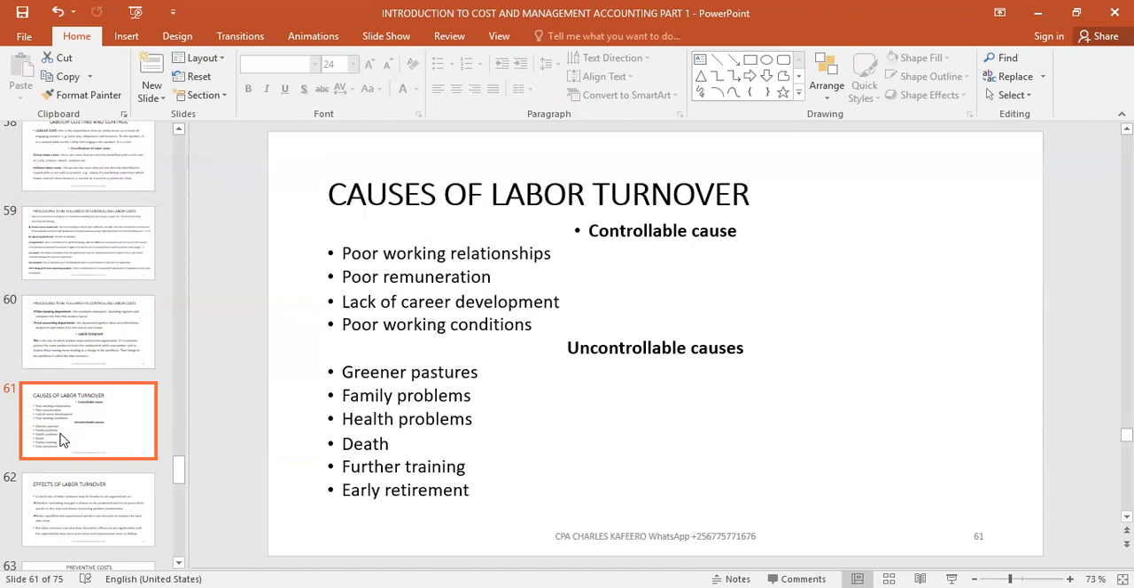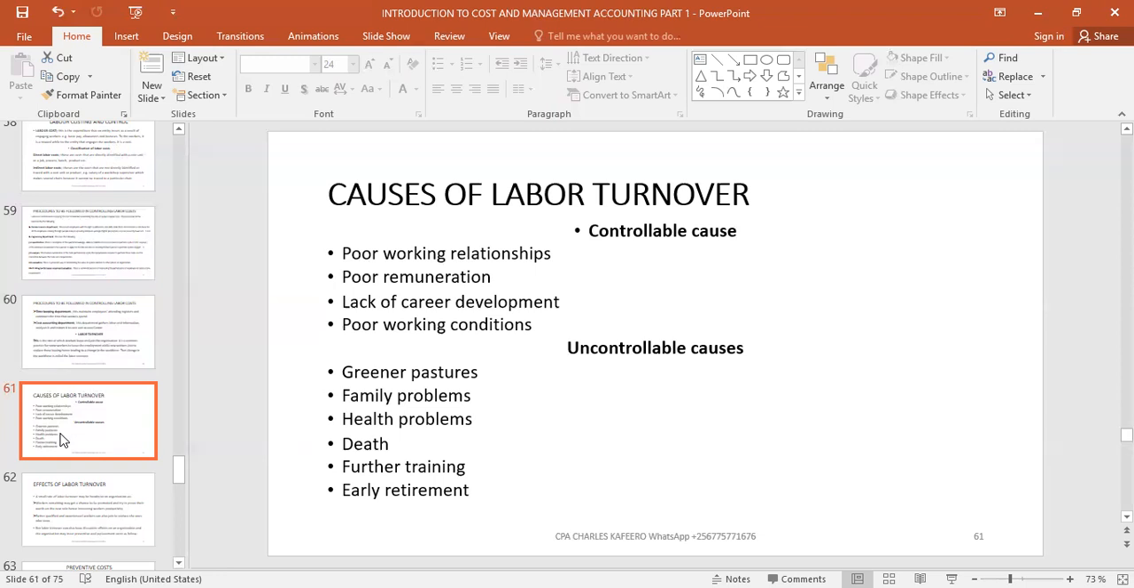With these controllable causes, you may find that most of the time they can be prevented from happening. So when I start with the controllable causes of labor turnover, the first one we have is poor working relationship.